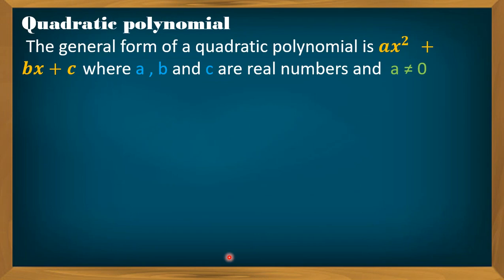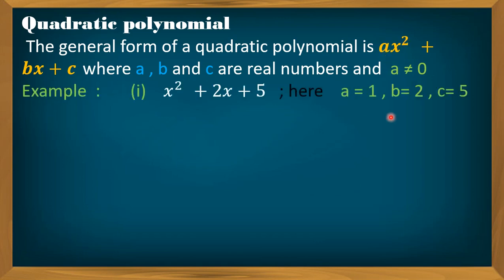As in chapter number 2, we have learned the quadratic polynomial, that is ax square plus bx plus c, where a, b, c are real numbers and a not equal to 0. Why is a not equal to 0? We have learned in chapter number 2, the highest exponent of the variable is 2, then only it is a quadratic polynomial. So a is not equal to 0.